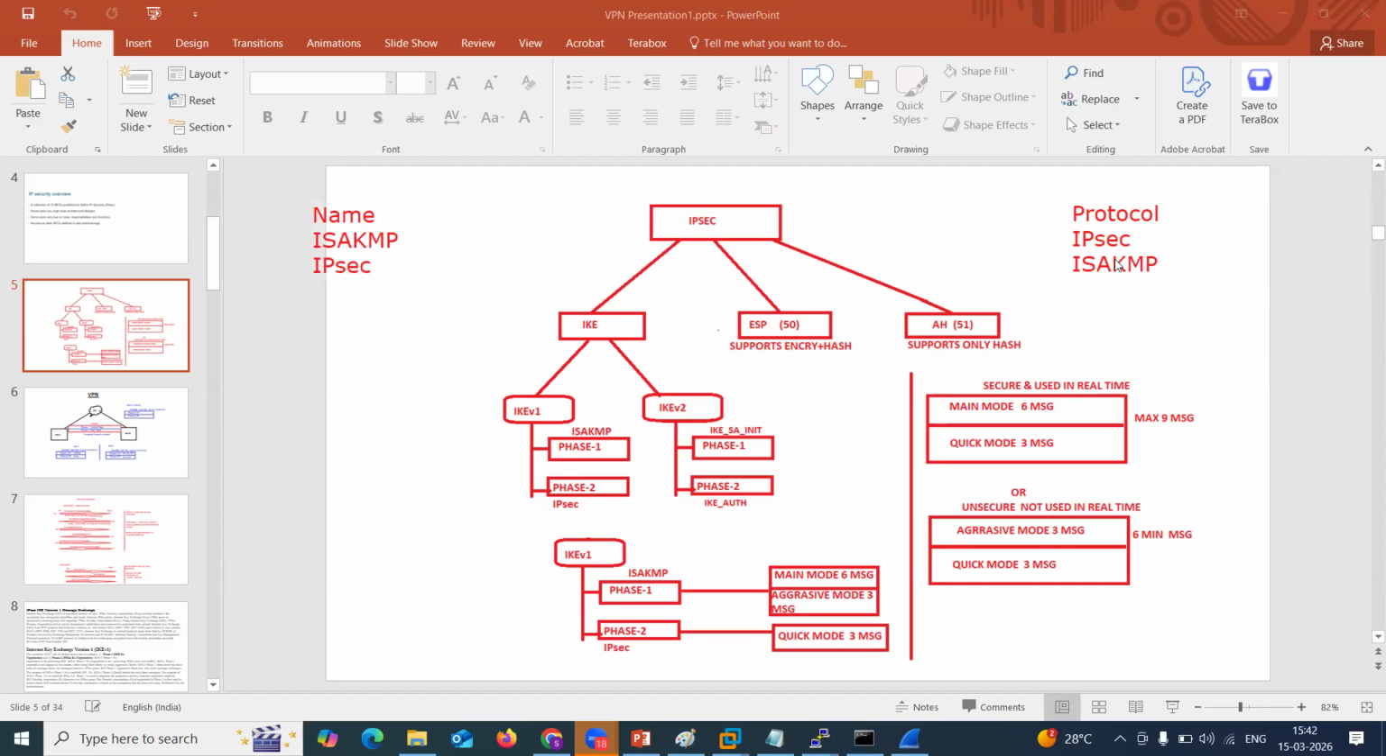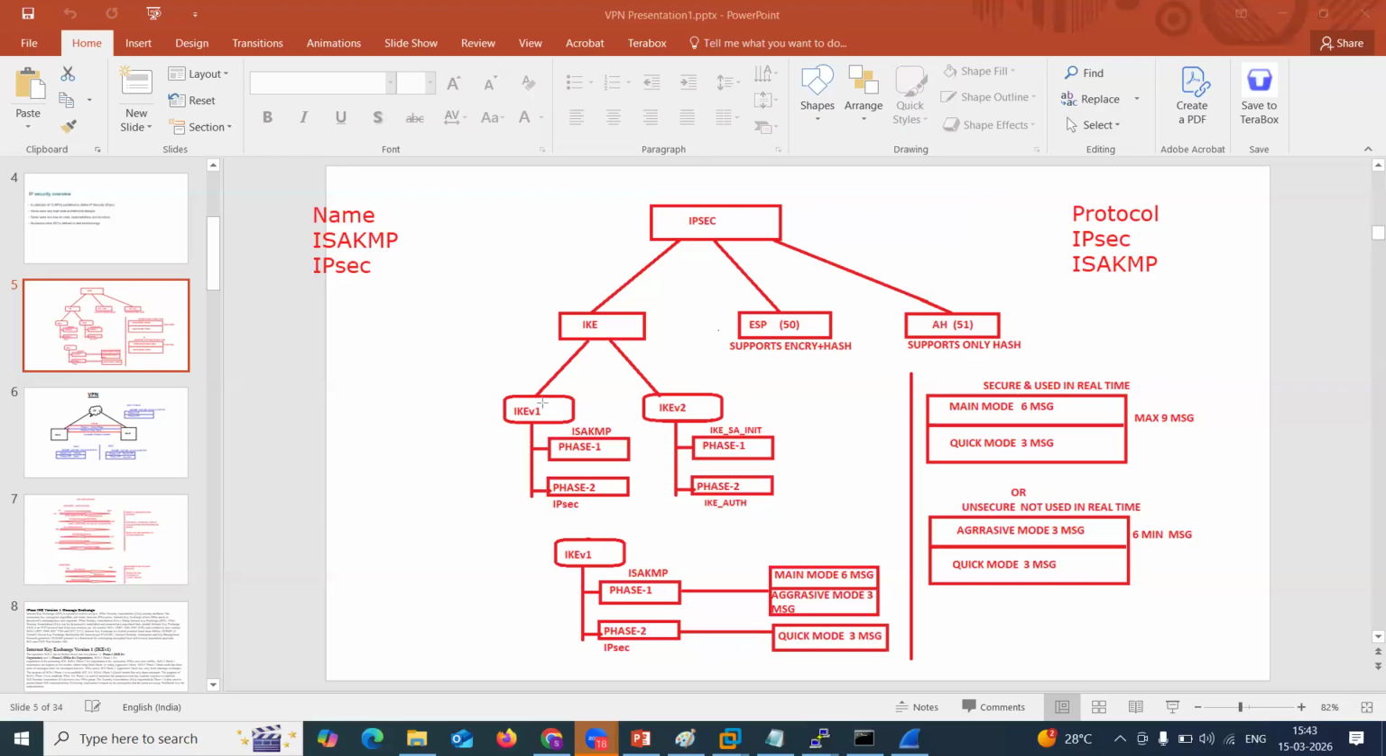Now here, if I ask you, hey, which protocol are you learning right now? Your answer will be, I'm learning IPsec protocol. Under IPsec protocol, which other protocols do you have? Your answer will be, I have ISAKMP protocol, I have ESP protocol, I have AH protocol. So it depends on what question you are asking. My question is about protocol.